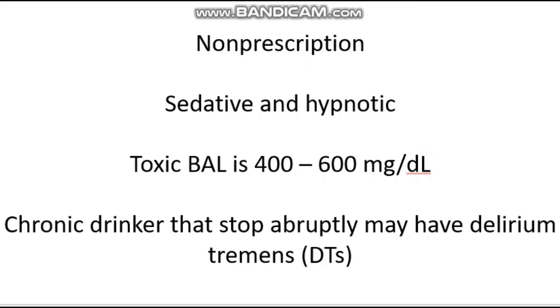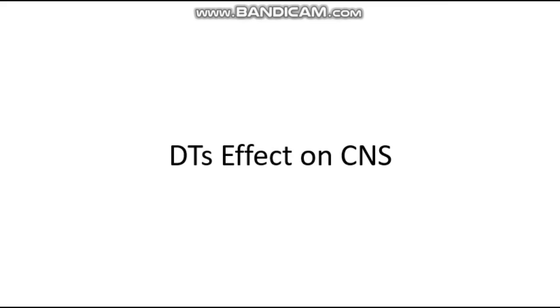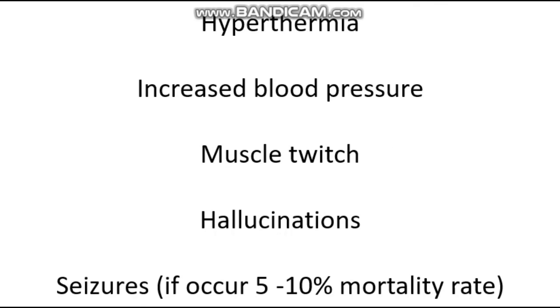Ethyl alcohol is a non-prescription sedative and hypnotic. The toxic blood alcohol level is 400 to 600 mg per deciliter. And chronic drinkers that stop abruptly may have delirium tremens or DTs. DTs' effect on CNS can be hyperthermia, increased blood pressure, muscle twitch, hallucinations, and seizures, and if they occur there is a 5–10% mortality rate.